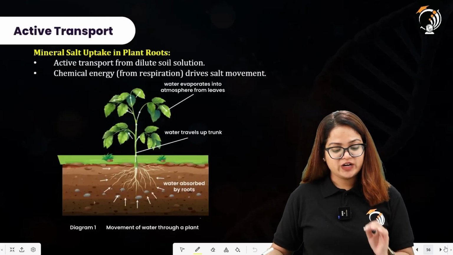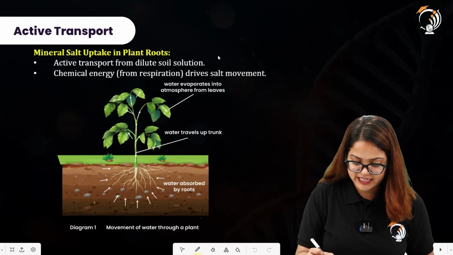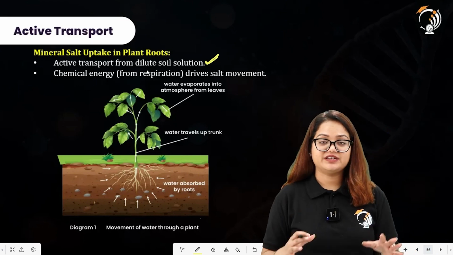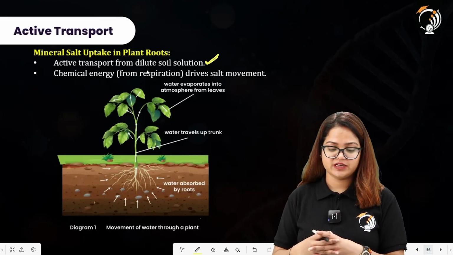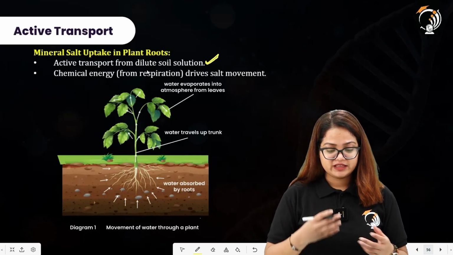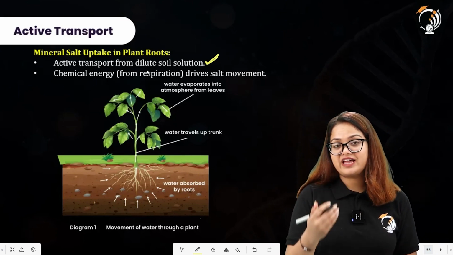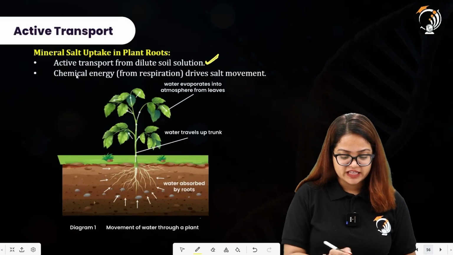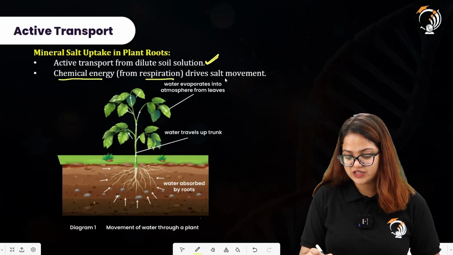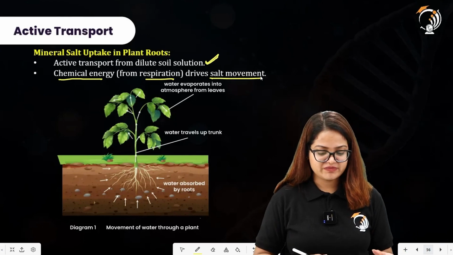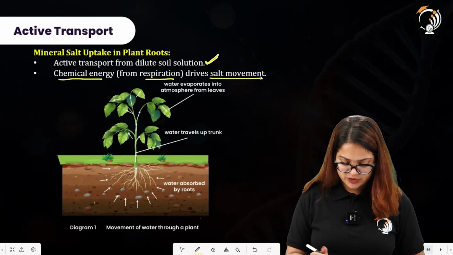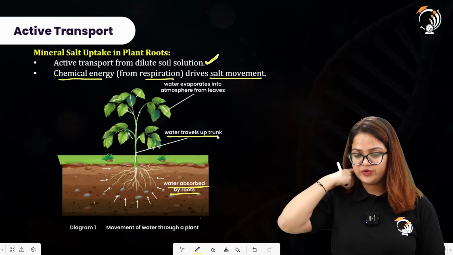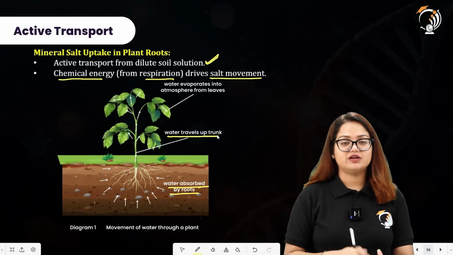All right, so mineral salt uptake in plant roots takes place through active transport. Whenever the root is surrounded by dilute soil solution, the mineral ion enters into the root hair cell by following the pathway of active transport. The chemical energy from the respiration drives the salt movement, or you can say it aids in the process of active transport here. So, water is absorbed by the roots here and water travels up the trunk. Water is moved passively and the mineral ions are moving actively.